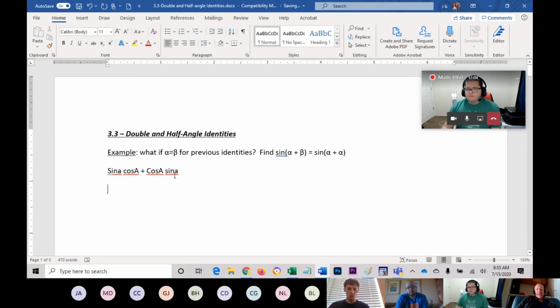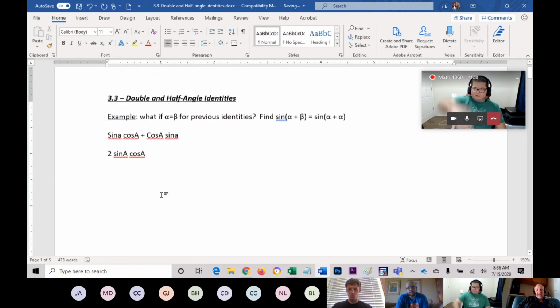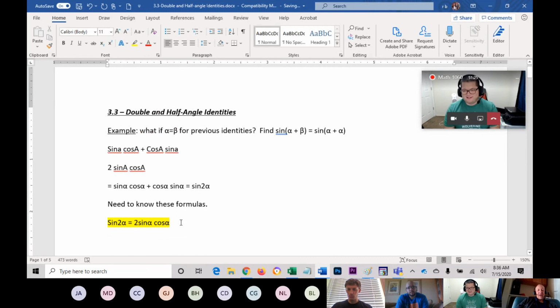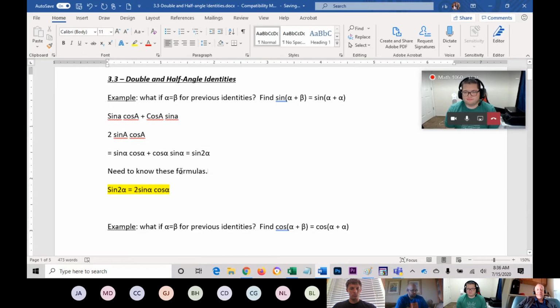So we can add those two together, right? So that becomes 2 sine alpha cosine alpha. Look what you just did, Texas. You just created a new identity. Mic drop. All right, so there you are. The sine of 2 alpha equals 2 sine alpha cosine alpha. That's your first identity to remember today for your double angle identity.